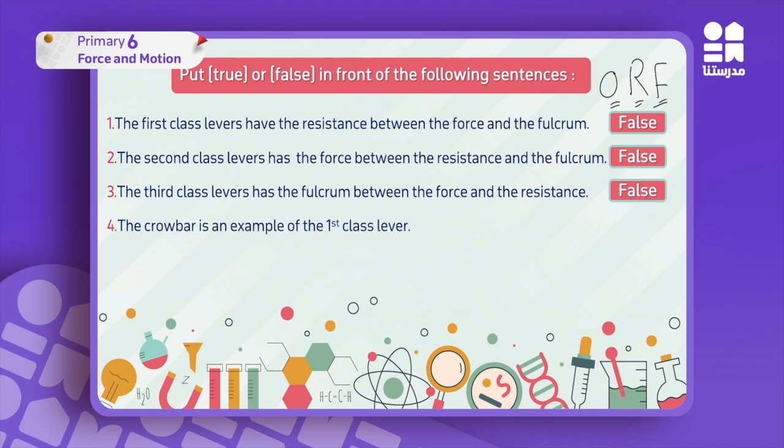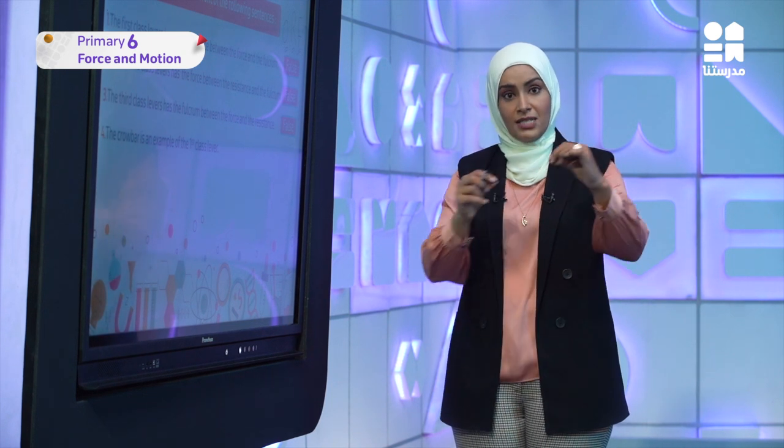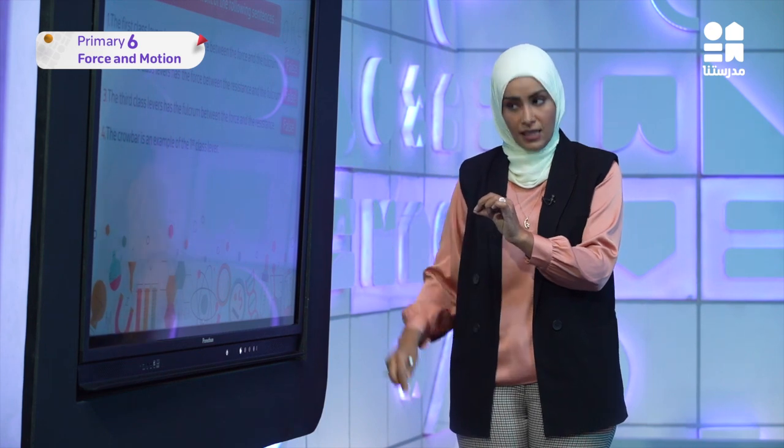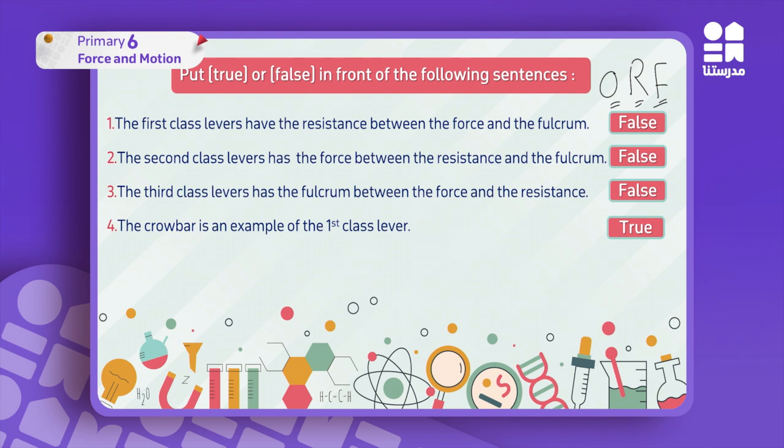Question number 4. The crowbar is an example of the first class lever. Remember the crowbar? It was a stick standing on a small rock to move a big load, and it was an example of the first class lever, so it's true.